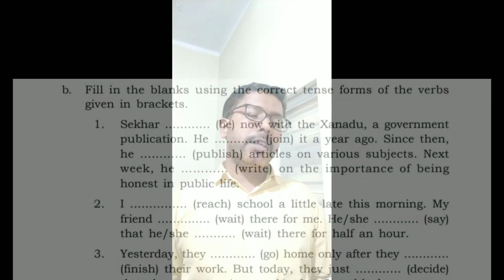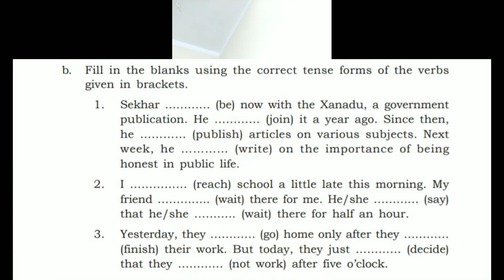The same way, here we have B, fill in the blanks using the correct tense forms of the verbs given in bracket. So first sentence beginning, Shager, there is a dash, in bracket B, now with the Xanadu, a government publication. So here B, you all know, we use B forms. So depending upon the context, we have to find it out. So here Shager, B means B forms. You have to take the suitable B forms.